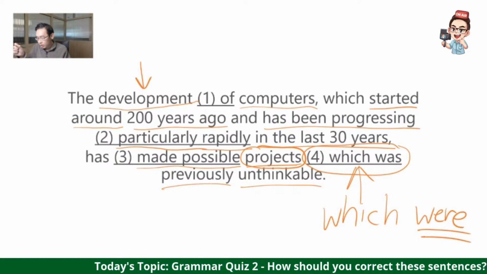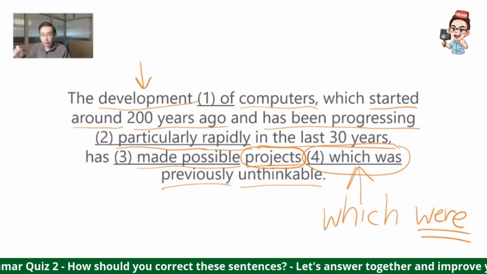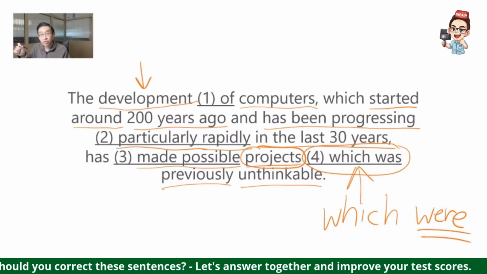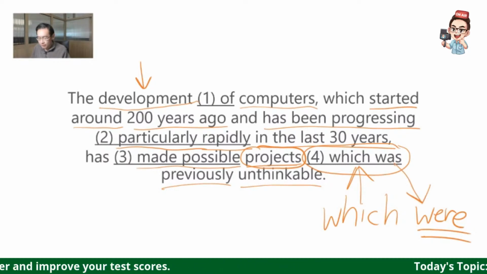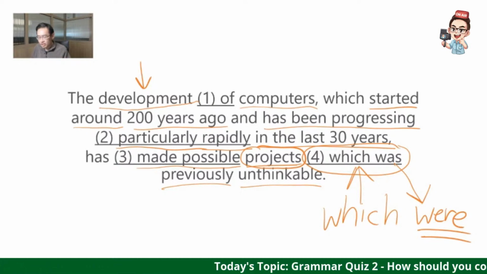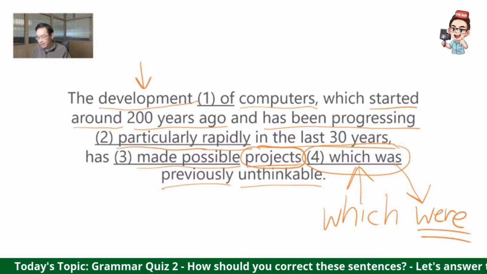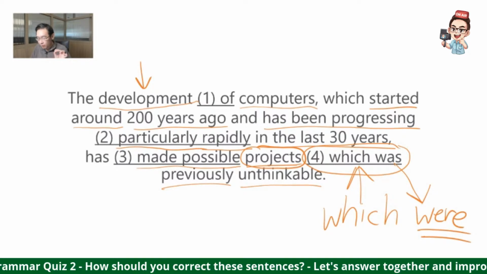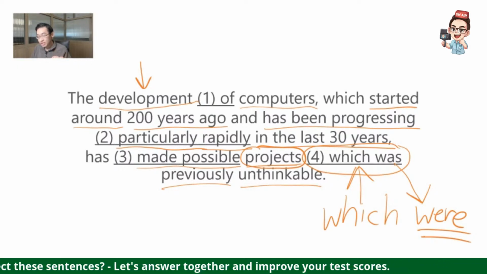If we want a plural verb for a plural noun, we need to change "was" to "were." Okay, so "was" becomes "were." And now the sentence is perfectly correct. The development of computers, which started around 200 years ago and has been progressing particularly rapidly in the last 30 years, has made possible projects which were previously unthinkable.